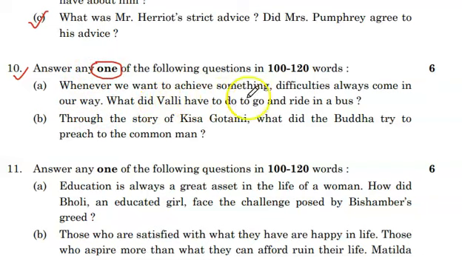Whenever we want to achieve something, difficulties always come in our way. What did Valley have to do to go and ride in a bus? And B is, through the story of Kisa Gautami, what did the Buddha try to preach to the common man? I think both the questions are easy to do.